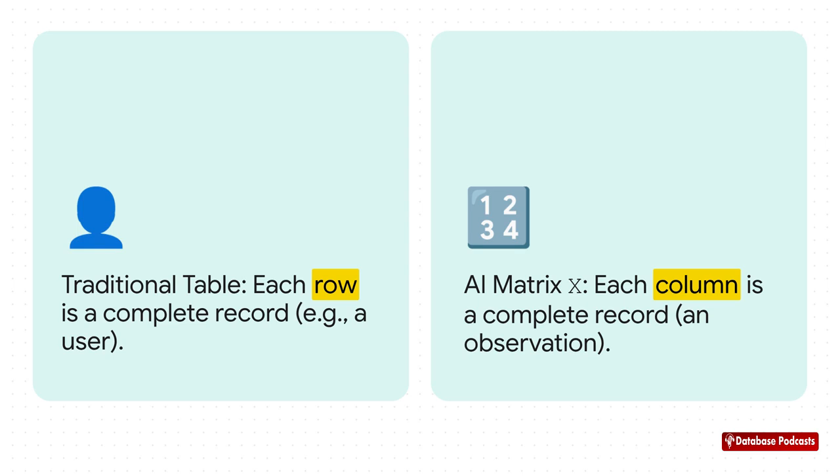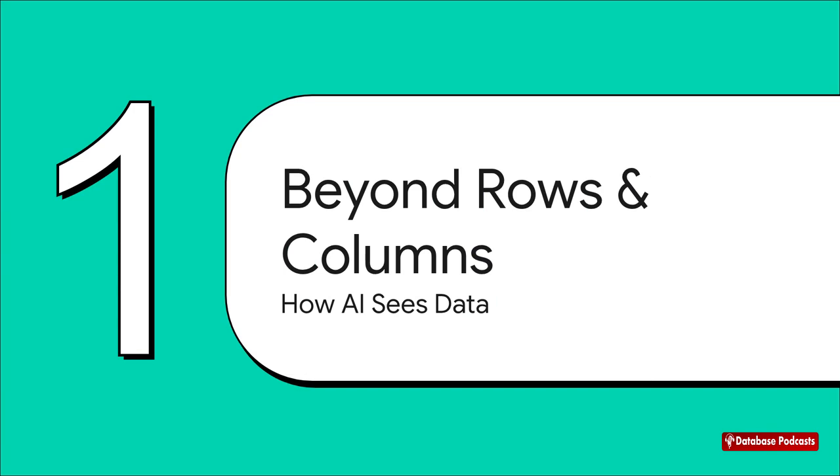But on the right, that's the AI world. It's a mathematical matrix. And here's the kicker. Each column is a complete record. The whole thing is literally flipped on its side. So yeah, this is our first big idea. We're going beyond rows and columns to really understand how AI sees data. For an AI, it's not a list of entries. It's one giant mathematical object.